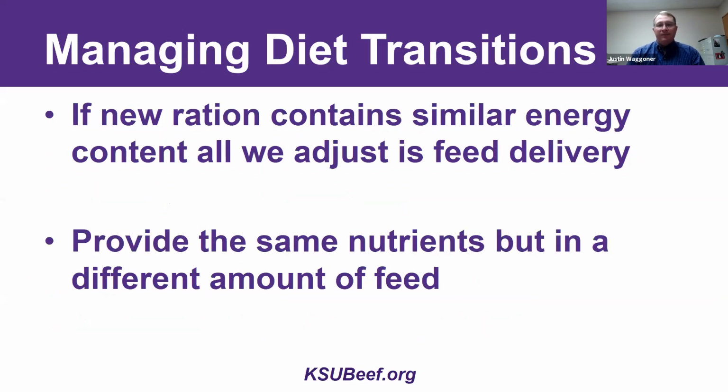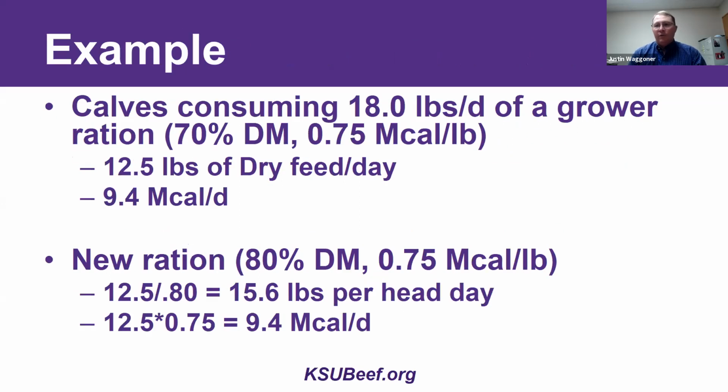So if my new ration contains a similar energy content, all we're really adjusting is feed delivery. That's one of the reasons that I often recommend trying to match the ration that those cattle are currently consuming, especially in terms of the energy levels, as we look at including alternative ingredients. All we're doing here is providing the same nutrients, but in a different amount of feed. So we've got the same energy density. We know the dry matter is probably going to shift a little bit on us. And so all we're doing is that dry matter to as-fed conversion and addressing that with the cattle. So let's work through an example.